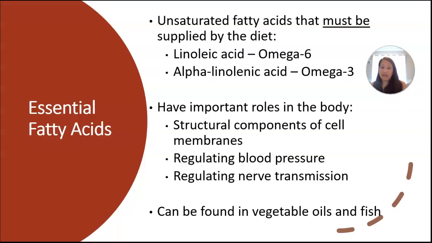Where do we get these types of essential fatty acids? We can find them in vegetable oils, like canola oil or olive oil, avocado oil, sunflower oil. Those are going to be major sources, and also fatty fish like salmon, sardines. Those are going to be places, types of foods where we can find these essential fatty acids. Really important for our diets.